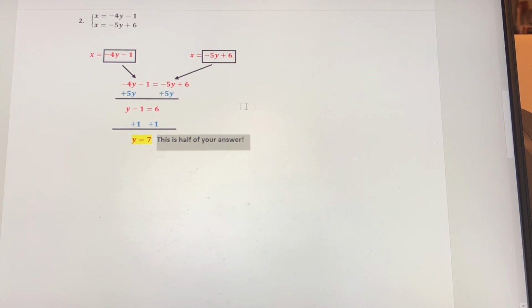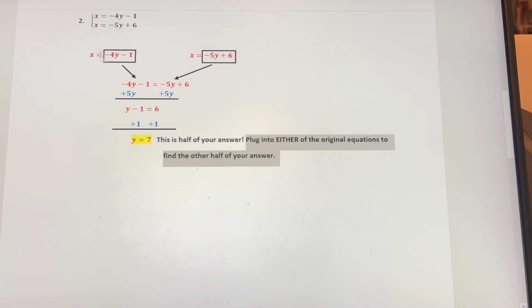I need to find the other half. I need to find the x coordinate for my answer. So I'm going to plug into either one of these two. It doesn't matter, again, if this y equals 7 is correct. I'm going to get the same value whether I plug it here or whether I plug it here. So I'm going to go with the first equation again. All right, so let's plug in. I'm going to rewrite my equation: x equals negative 4y minus 1. I'm going to plug in 7 for y there, and that'll help me solve for my x value.